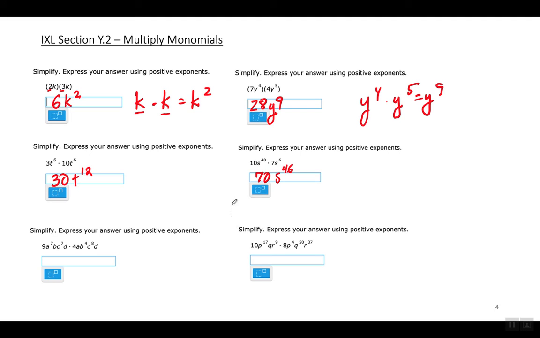Okay, now down here, I'm going to multiply the number times the number.